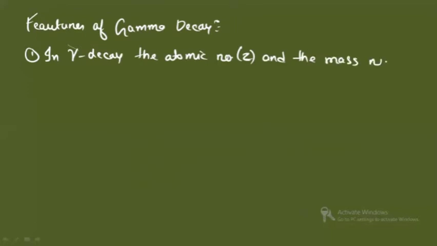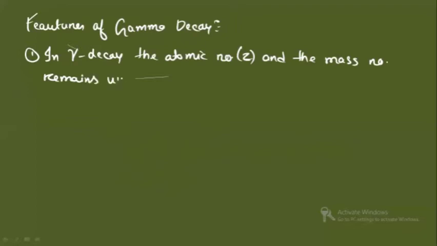Now we will see some features of gamma decay. So the first feature of gamma decay is that in gamma decay, the atomic number Z and the mass number remain unchanged.